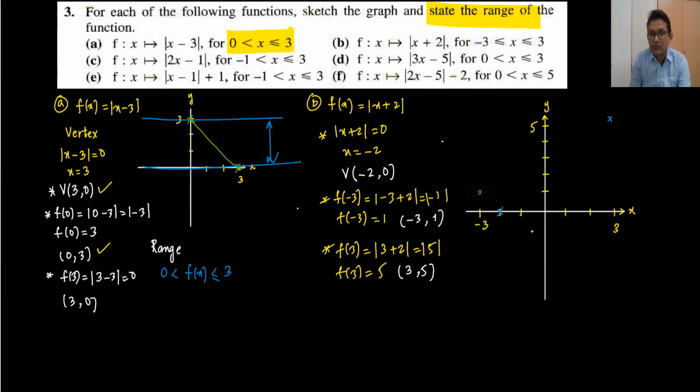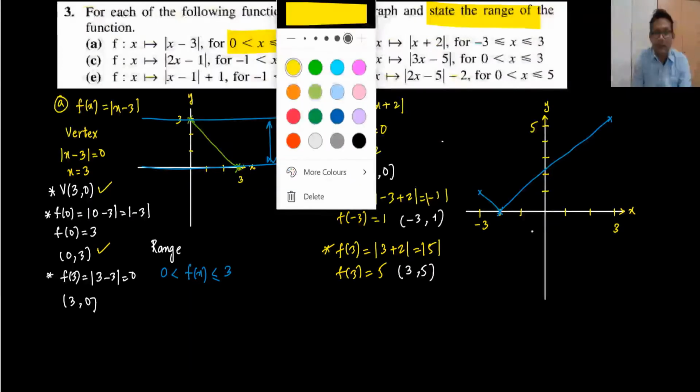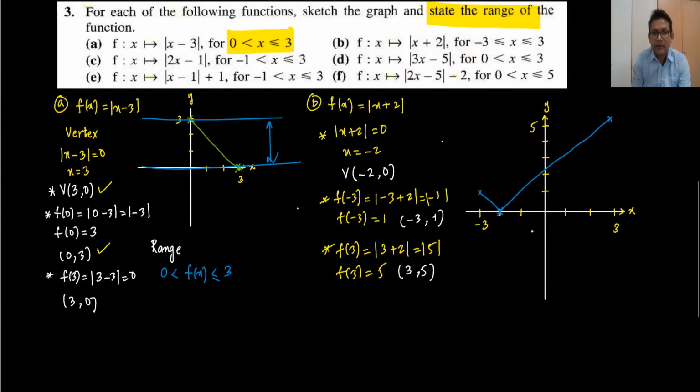So now very simple, we join these points and we get this V-shaped graph, and we have done it. Now if you want to find the range of this question, range means what is the minimum value here. What is the minimum value of this graph? The minimum value is here and the maximum value is here, because the graph is not going down. So the minimum value is 0 and the maximum is 5.